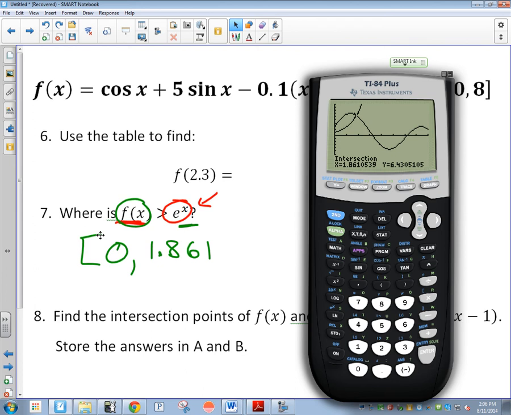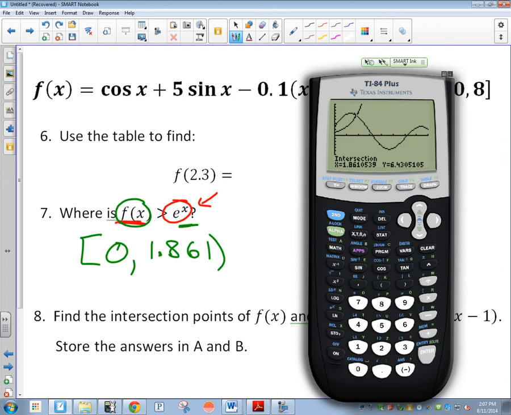1.861. Thumbs up if you think it should be a bracket. Thumbs down if you think it should be a parenthesis. Up for a bracket. Oh, lots of thumbs down. Lots of parentheses. Why am I going to use a parenthesis on 1.861? Chelsea, what'd you say? It's not higher. It's not above the other graph. It's the same. So I don't want to say that it's above there. If I put a bracket, that's a lie. It's the same. That's why I use the parenthesis at that point. Make sense on that? Intersection points.